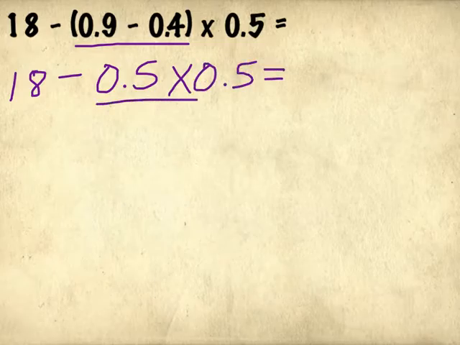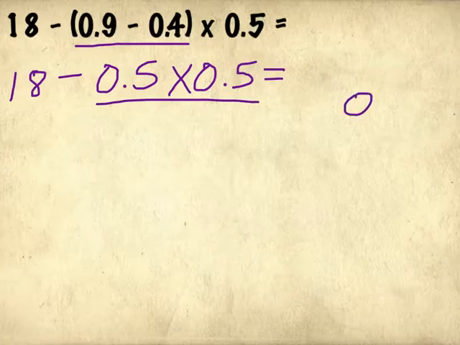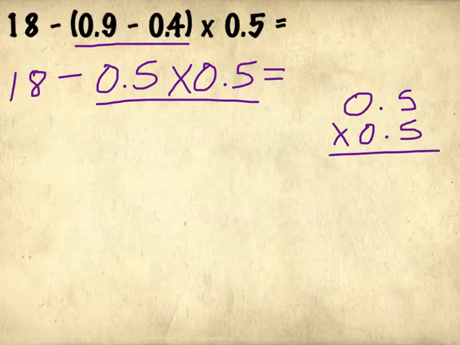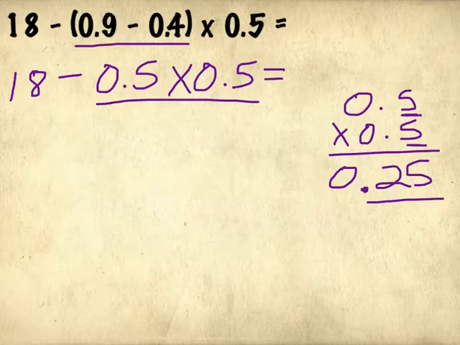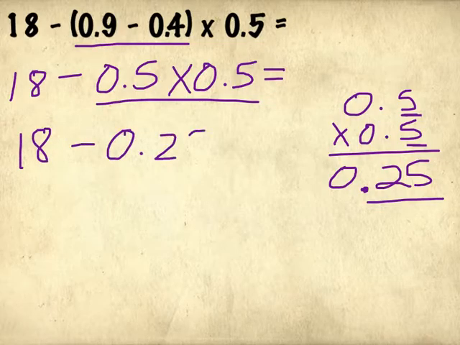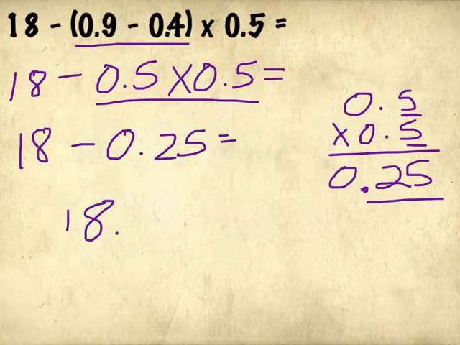Next up, I'm going to do the multiplication. So 0.5 times 0.5, 5 times 5 is 25. There are two decimal places in the question, so there need to be 2 decimal places in the answer. So that's going to be 18 take away 0.25 equals, I don't know yet. And I'm just going to do that over here. 18 is the same as 18.00.